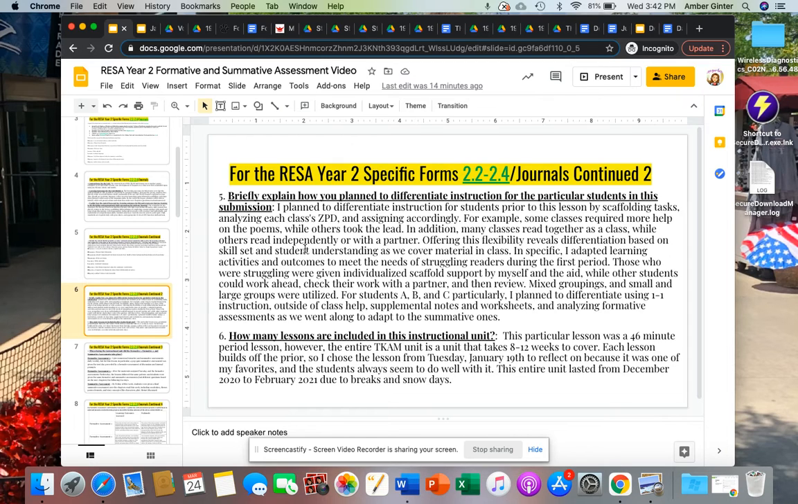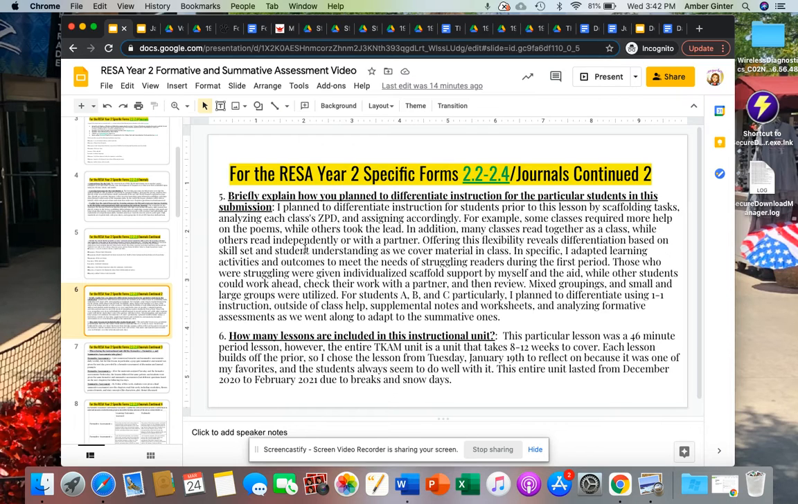Some classes we read the poem together, others read independently or with a partner. Having that flexibility really reveals differentiation based on the skill set, the student understanding, and adapting to what the students need, what's best for them. One size does not fit all when it comes to differentiating between students and classrooms.